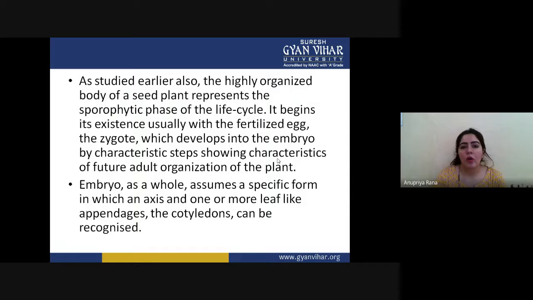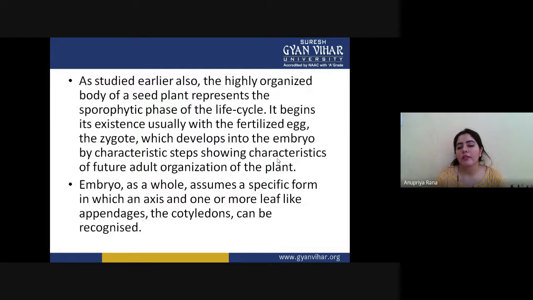Means they have all the fused cells, because the embryo forms after the zygote formation, and the zygote is a product of fertilization. So when fertilization happens, the cell simply becomes diploid. That's why this sporophytic phase of the life cycle will be present inside the seed. It begins its existence usually with the fertilized egg.